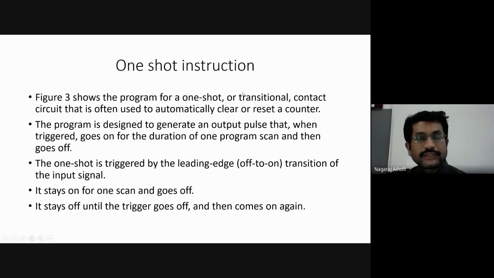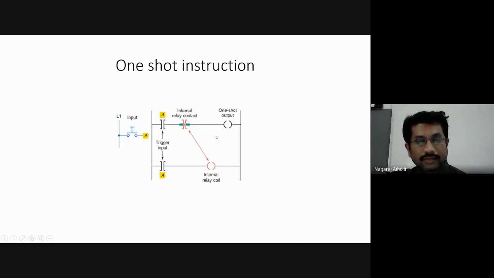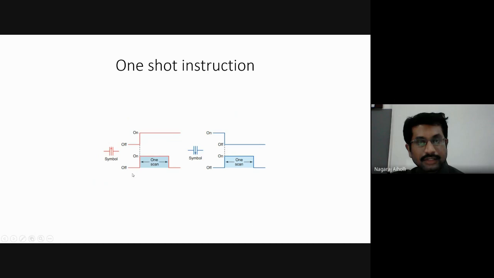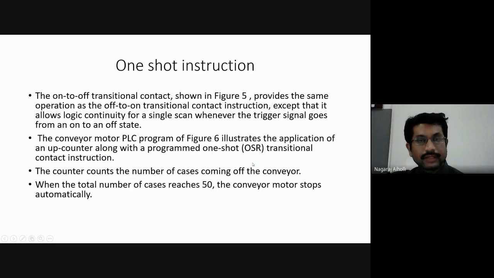Then what is a one shot instruction? It generates a one shot pulse. When it is energized, it turns on for one program scan time. We have analyzed this one shot instruction program here. The one shot instruction is of 2 types. One is when the input goes from off to on state, it is energized. The other is when the input event or the rung goes from on to off state, it is energized. This is the second type of one shot instruction.